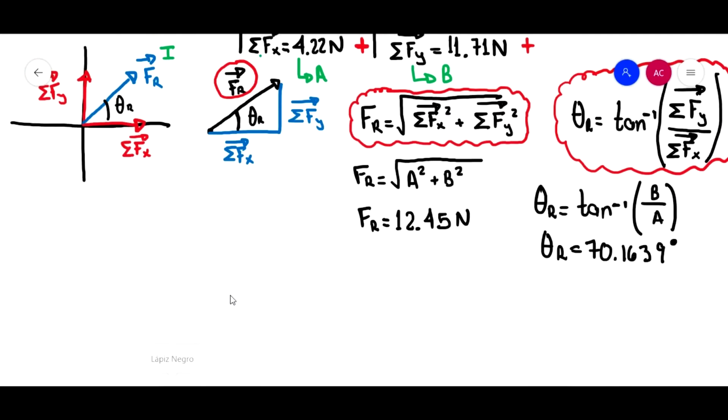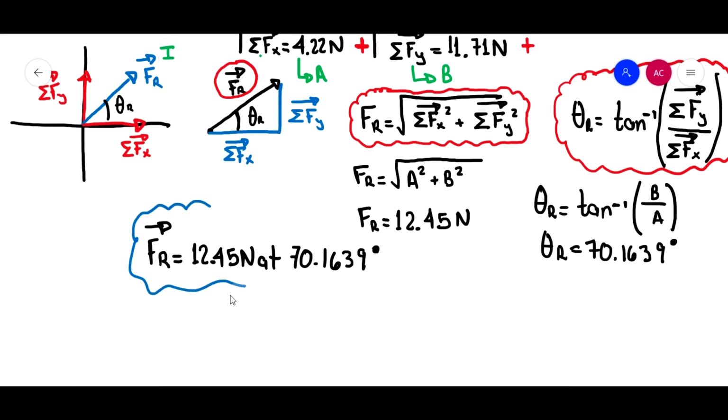So the final answer to this problem will be the resultant force. Remember that the resultant force is the addition of all those three forces. So the resultant force equals, now it's a vector, 12.45 newtons at 70.1639 degrees. That's the final answer of this problem.